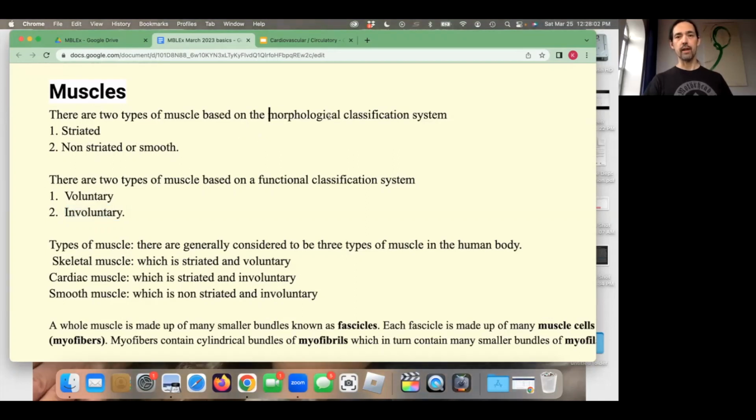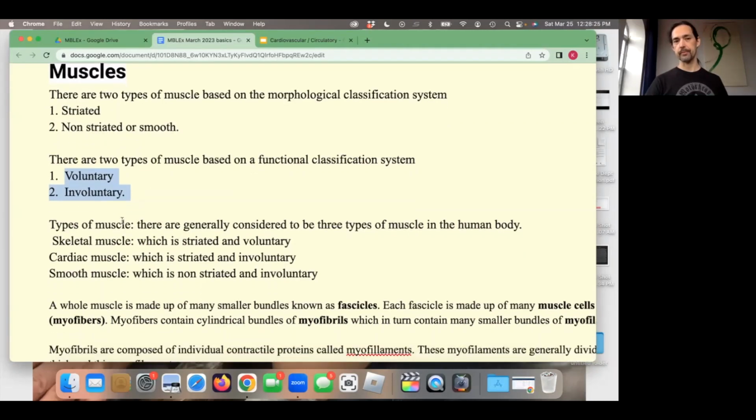And then there's morphology. Morphology, think of morphing, like changing into a shape. So that's the shape of striated or non-striated or smooth, right? So muscles can be striated or non-striated or smooth. They can be voluntary or involuntary if described by function. When described by type, there are skeletal muscles, which are all the muscles we just looked at. And those happen to be also striated and voluntary muscles.